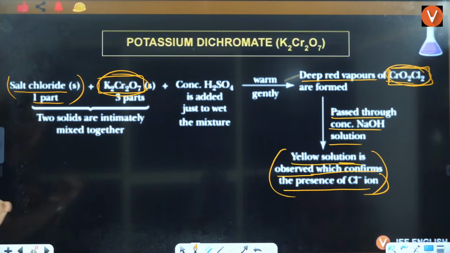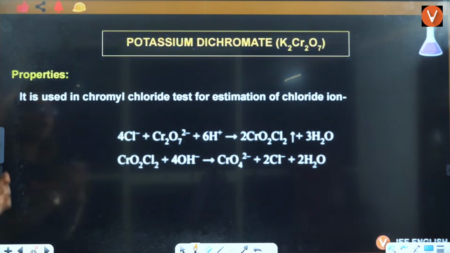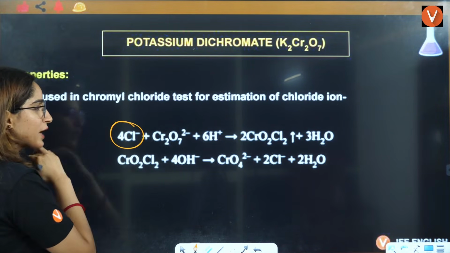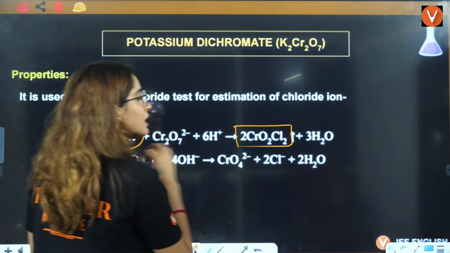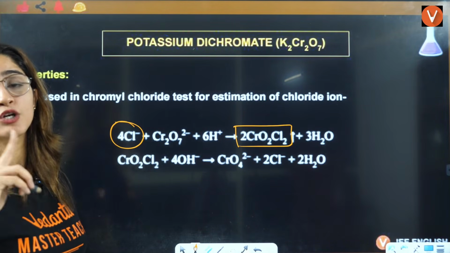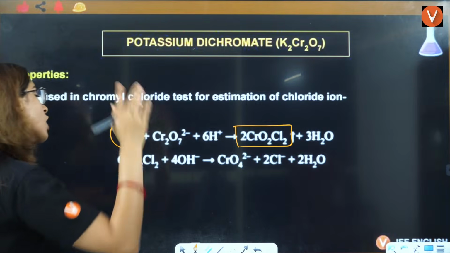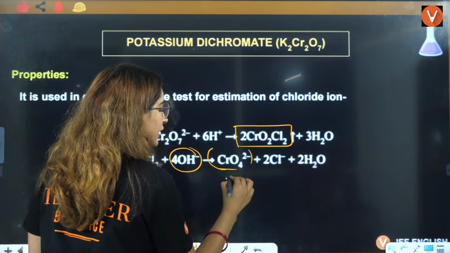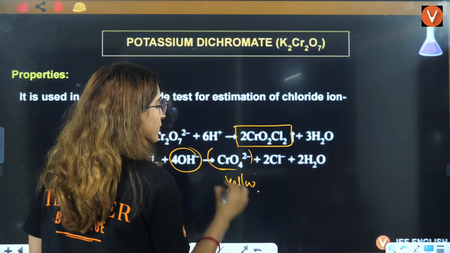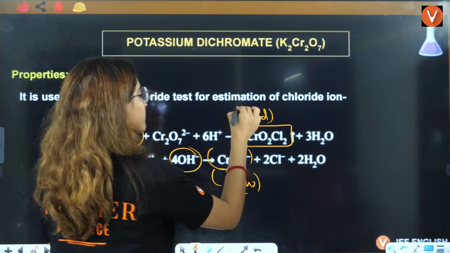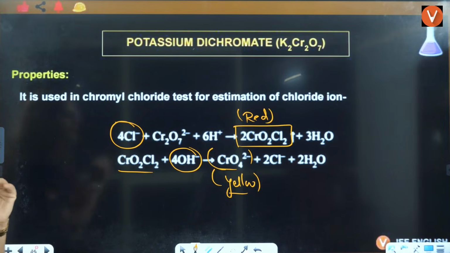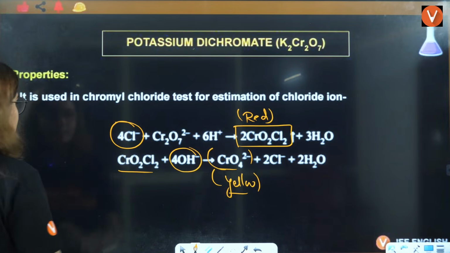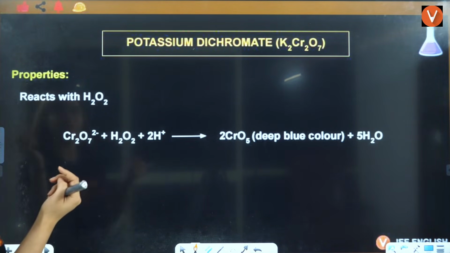Okay, guys. Now it is used in the chromyl chloride test for estimation of chloride ion. How? If this is chloride, it will be converted to chromyl chloride, that is having reddish vapors. On further passing it through a base, it will give yellow vapors. This is yellow vapors, and that is red vapors that it is going to give you. Yes, I know you have too many reactions here.